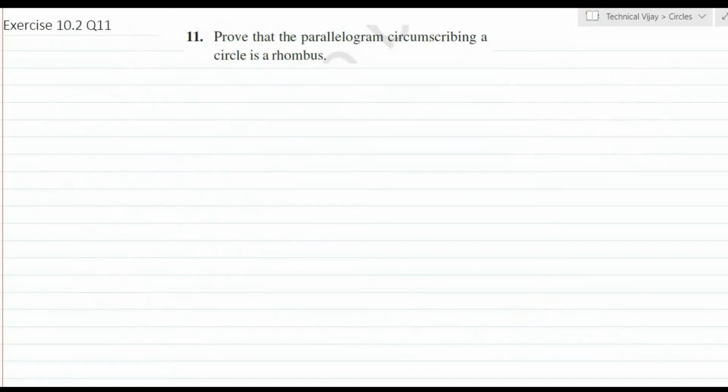Exercise 10.2, question number 11: Prove that a parallelogram circumscribing a circle is a rhombus. That is, one circle is there, and a quadrilateral is there circumscribing it. So this external structure should be a rhombus.